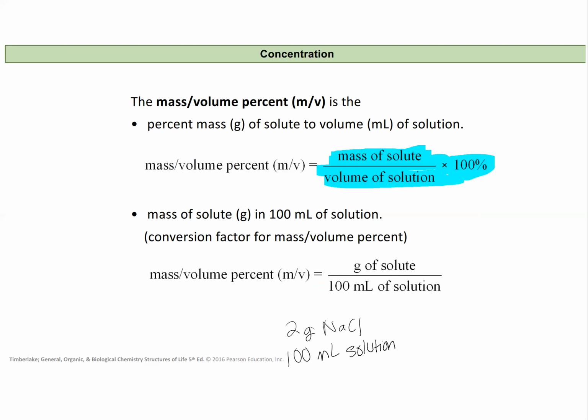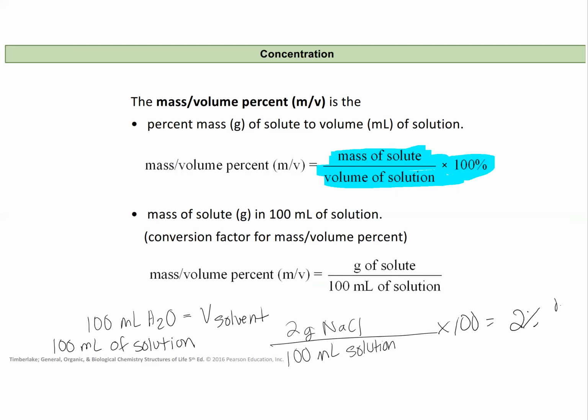So you have to kind of watch for the context of the problem. If it says 100 milliliters of water is added, well, that's going to be the volume of your solvent, and you would need to add to that the volume that your solute took up. Commonly, it'll state instead that you'll have 100 milliliters of solution or water is added to form a 100 milliliter solution. In that case, you would divide these two times 100 and get a 2% mass per volume concentration.